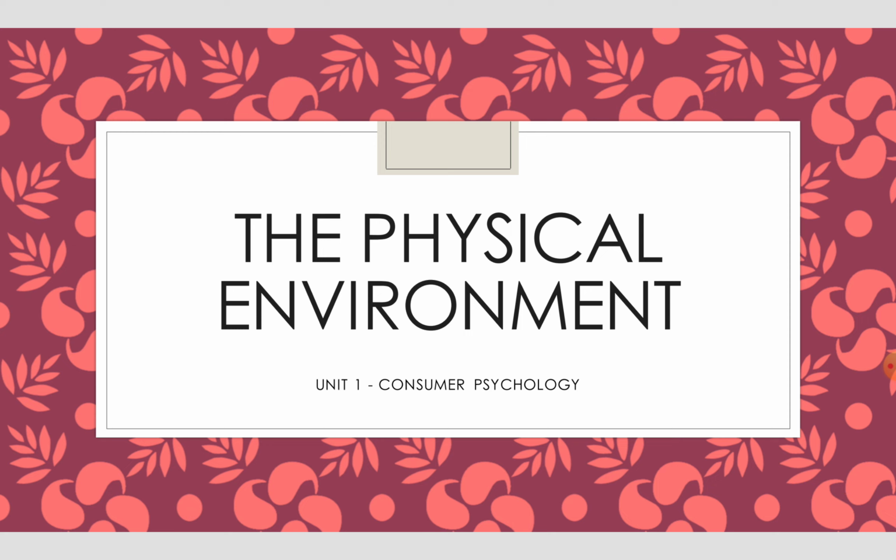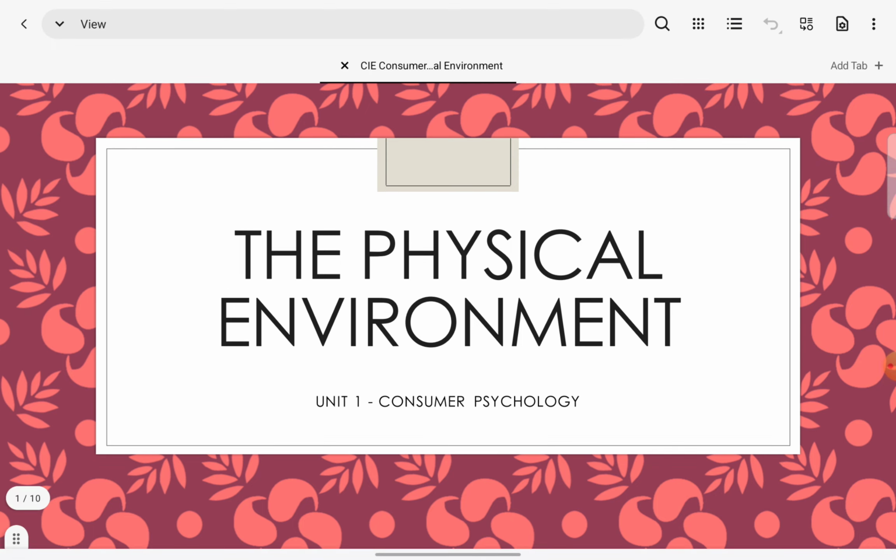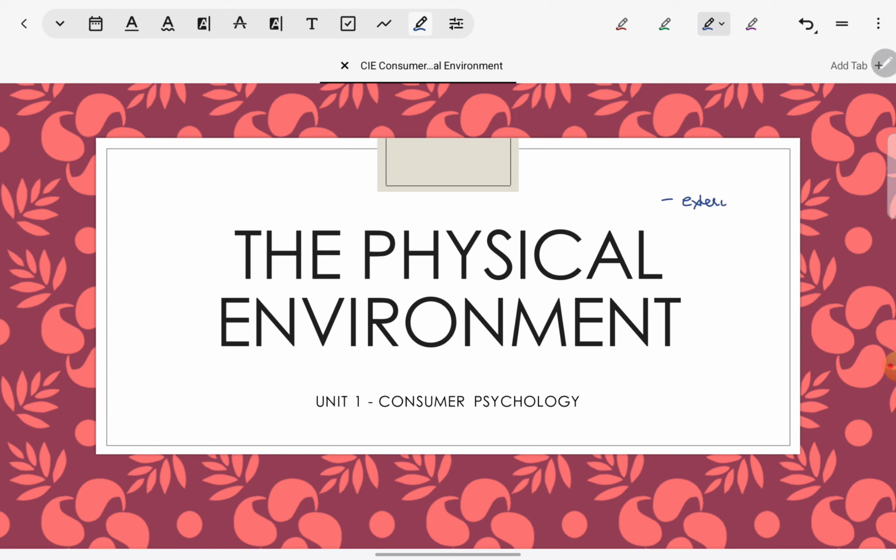In this lesson, we will go through Unit 1 of Consumer Psychology, which is the physical environment. In this video, we can take it as part 1. I will go through the first 3 subtopics in the physical environment. One is about types of store exterior design. One is about interior design. And the last one is about the North et al.